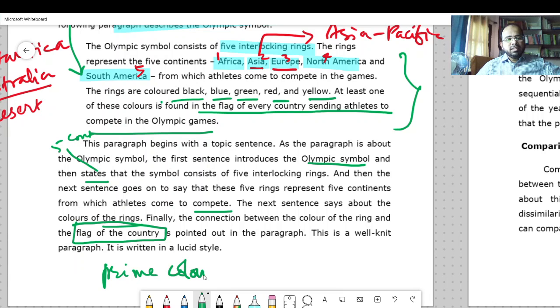In chemistry, we consider the prime colors as we draw an artist wheel in which we put the six colors. These six colors consist of violet, green, and orange. So when green is absorbed, red is emitted out. When orange is absorbed, blue is emitted out.